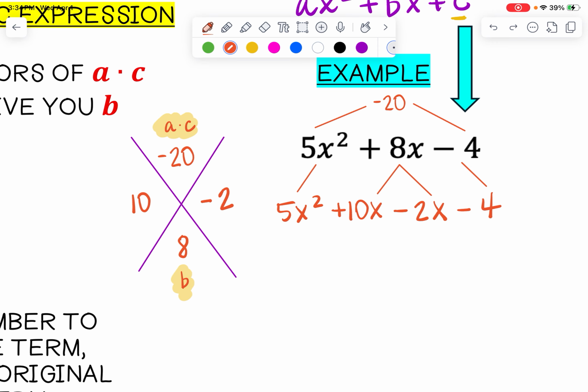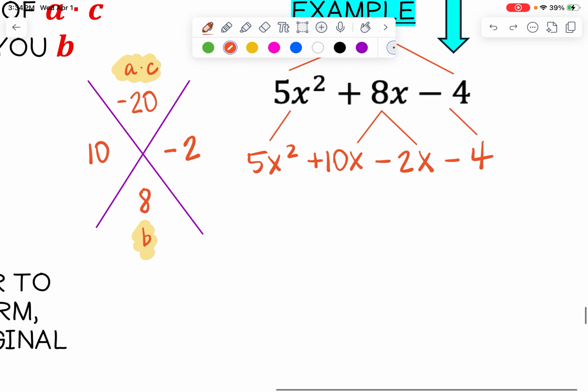This is the hardest step right here. If you can get to this point, then you are good, right? And so now you'll notice we have 4 terms, and none of those terms have a GCF. All together, all 4 of these do not have anything in common. But in math, we love 4-term polynomials because it's an even number, which means I can split it in half.